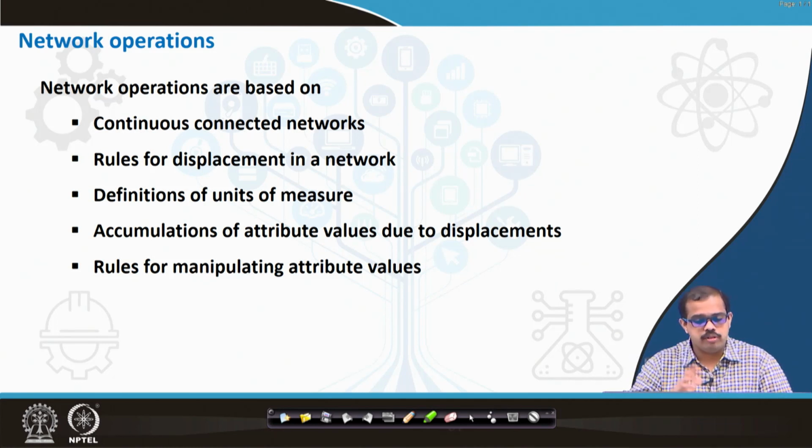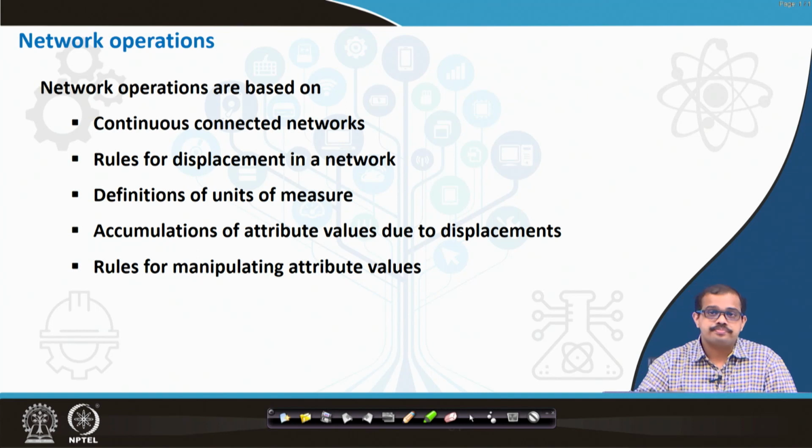Accumulation of attribute values due to displacements. There may be a large amount of displacement or new replacement that would have happened over a period of time, so there may be a large number of attribute values. Look at those attribute values and then do a network operation. Rules for manipulating attribute values: you should create your own rules to manipulate the attribute values.